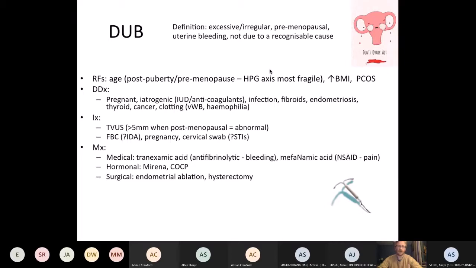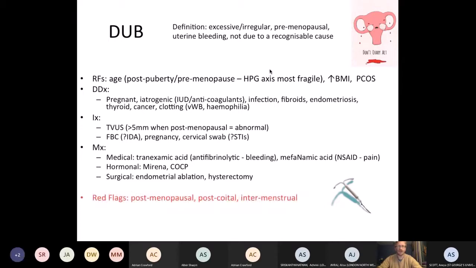Hormonal things that can be used: the Mirena coil and the combined oral contraceptive pill. The Mirena coil is much better at reducing the amount of bleeding. And in terms of surgical options, you've got an endometrial ablation or a hysterectomy, which is sort of a last resort.